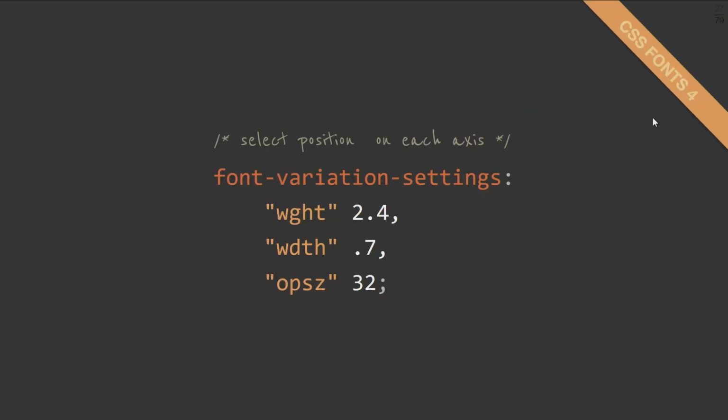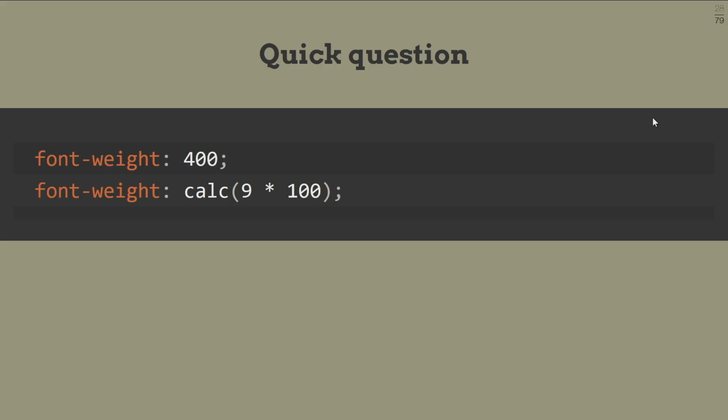And here's how you use these, using a new property called font-variation-settings. First of all, you look in the font to see what numbers it supports, and then you pick a number on that range. That's kind of horrible, right? You don't want to do that, really. But before we get on to what's the better option, let me give you a quick question. So I've set font-weight to 400, and then I've set font-weight to calc(9 * 100). So what do I get?